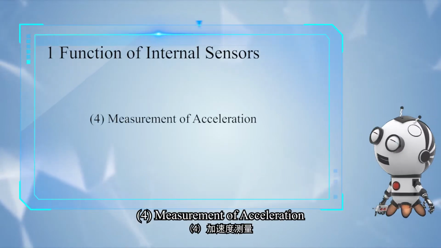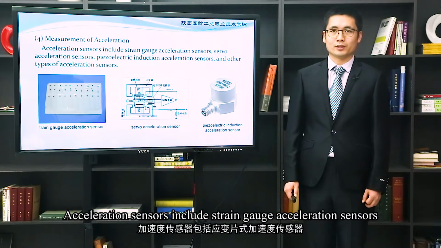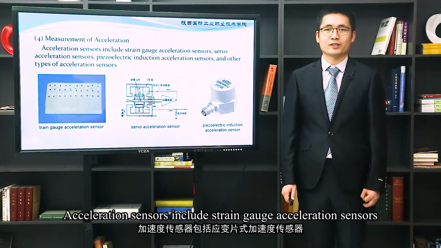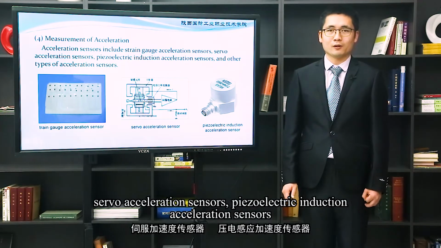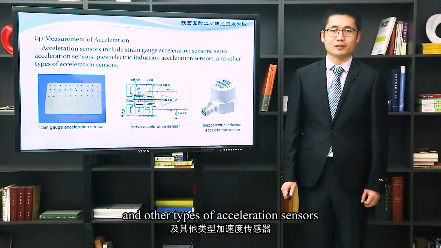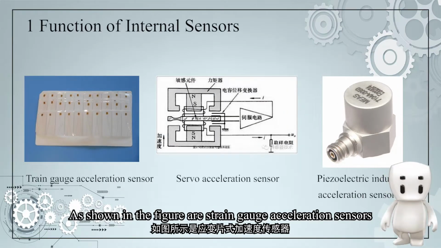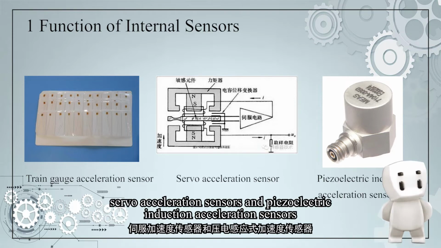4. Measurement of acceleration. Acceleration sensors include strain gauge acceleration sensors, servo acceleration sensors, piezoelectric induction acceleration sensors, and other types of acceleration sensors. As shown in Figure 3, are strain gauge acceleration sensors, servo acceleration sensors, and piezoelectric induction acceleration sensors.